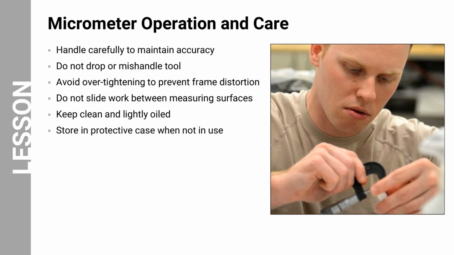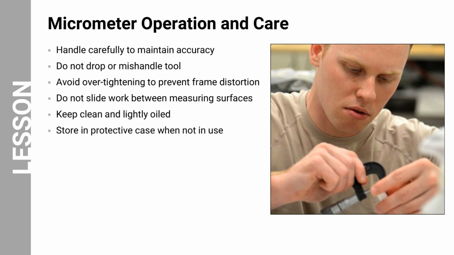Maintaining the micrometer's accuracy is equally important. Micrometers are precision instruments and must be handled with care at all times. Dropping the tool can misalign internal components, leading to permanent measurement errors. The measuring faces, including the anvil and spindle, must be kept clean and free of dirt, oil buildup, or burrs. Even small contaminants can significantly affect readings. Before and after use, the measuring surfaces should be wiped clean.